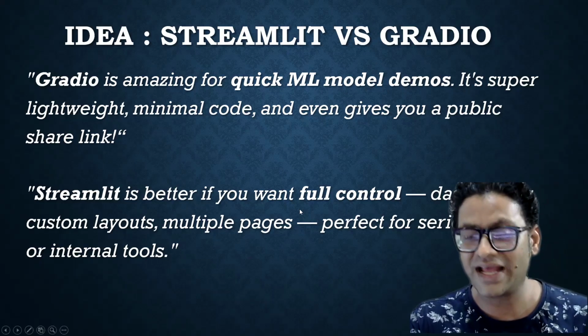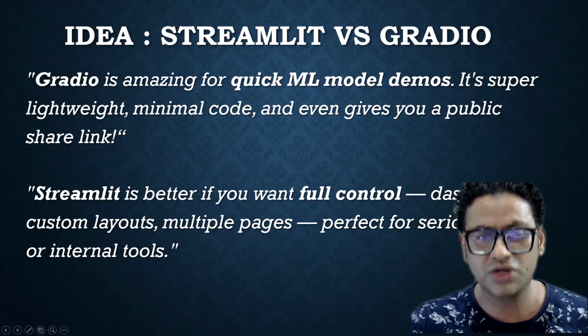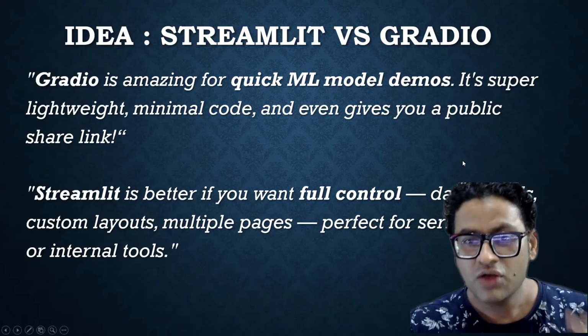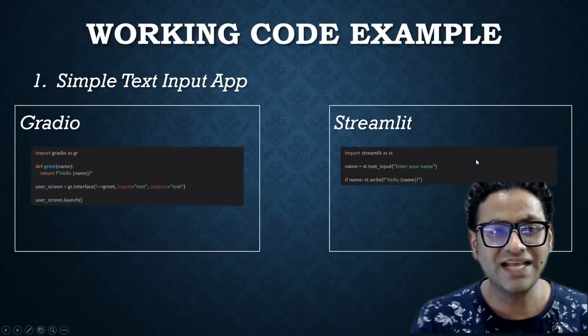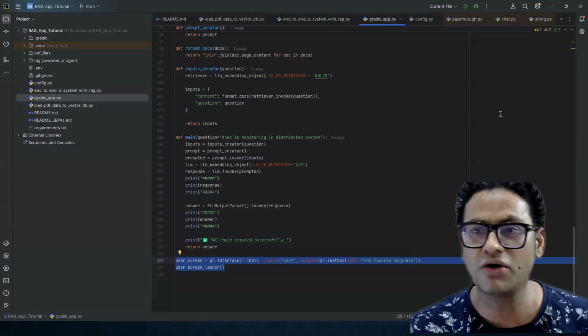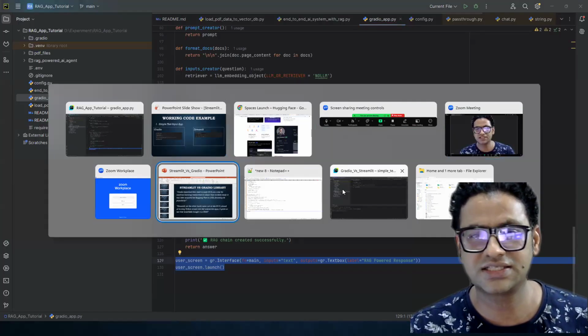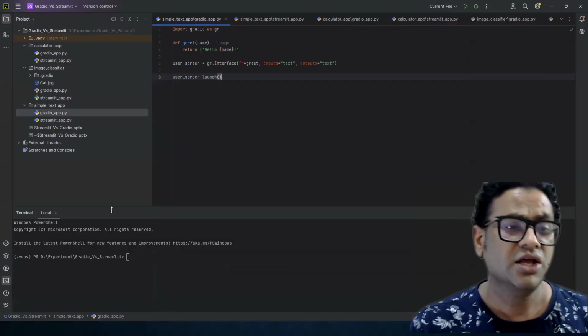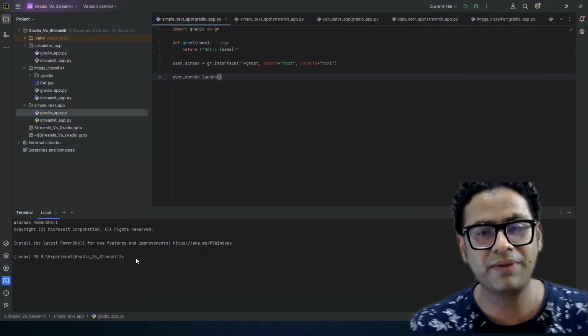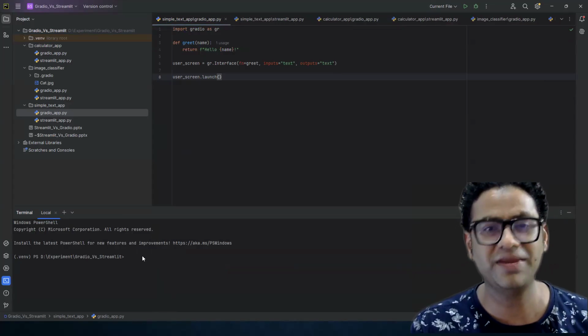Streamlit is better, as I explained. It is just providing the full control. It can give you custom layouts and all those kinds of stuff, which we're going to see in action, right? So in the next part, what I have done is to just showcase the capabilities of these libraries. What you need is first you have to just install pip install gradio and pip install streamlit, and both the libraries will be up and running.